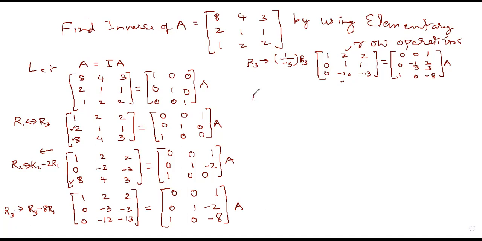And first row, because of lack of space, R1 is going to be changed, because we have to make 0 here in R1. So R2 is multiplied by minus 2 and added in R1. So R1 will change. Similarly, R3 will also change.